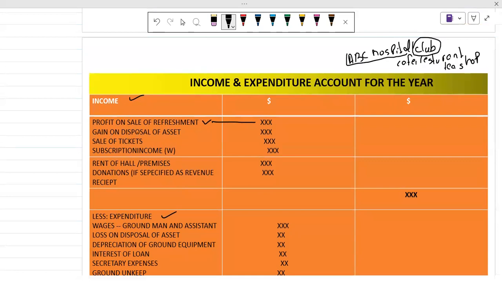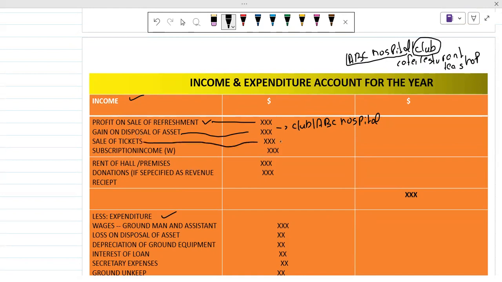And after that, if we have maybe a gain on disposal of an asset, this asset should be linked with the club, or you can say the ABC hospital. Of course, the ABC hospital or club is using some kind of machinery, like dialysis machinery or other things. I don't know much about this. If they dispose of that machinery and gain something from it, it means that it will be income for the club or for the ABC hospital.